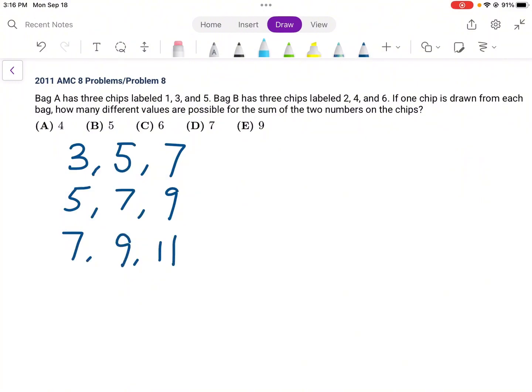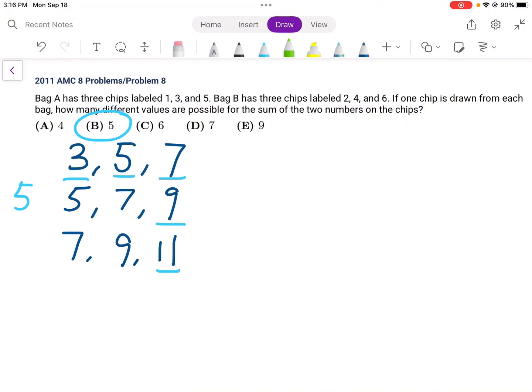Now let's count how many different values. The values in the first row are all different, and in the second row we will have only the last number different, and in the third row we will also have only the last number different. So we get 5 different values in total. The answer is B. Now it's worthwhile to look at this problem in a more generalized way.